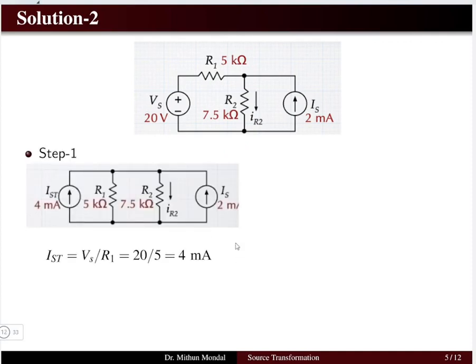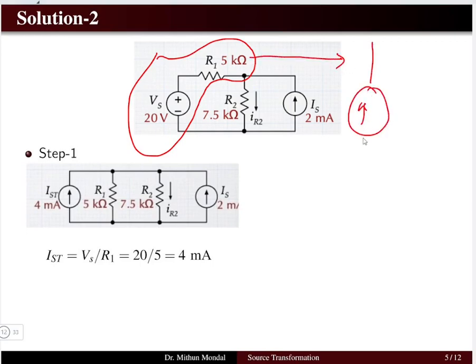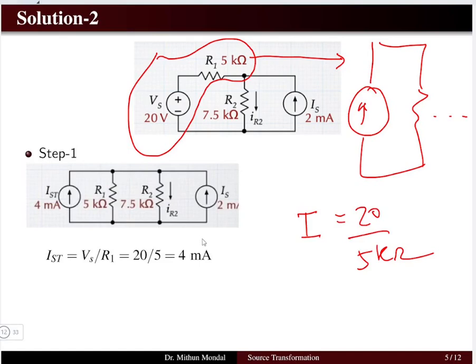If we closely observe the network, I see that this voltage source and resistance are in series. I can convert that into an equivalent current source in parallel with the resistor, and the remaining part of the network will be there. So what is the current that I will be getting? Current will be equal to 20 by 5 kilo ohms, which is equal to 4 milliampere in parallel with the 5 kilo ohm resistor.